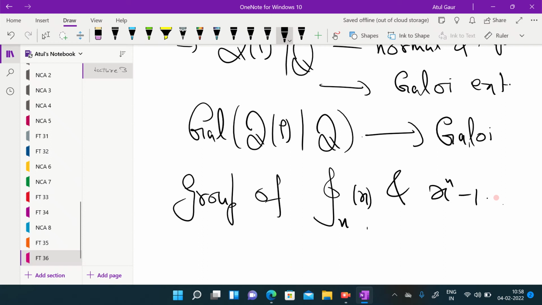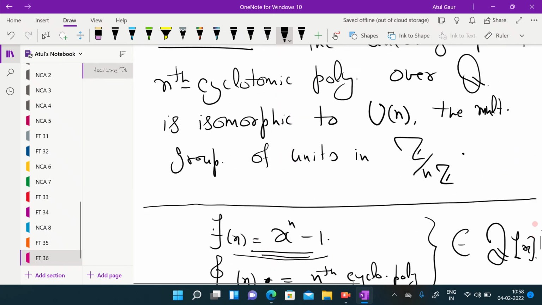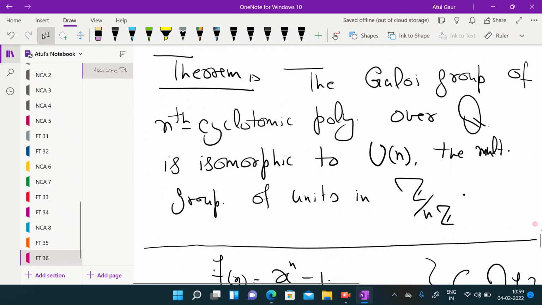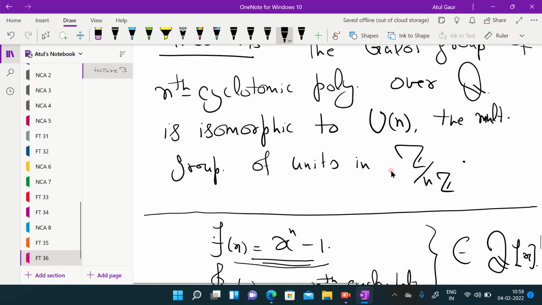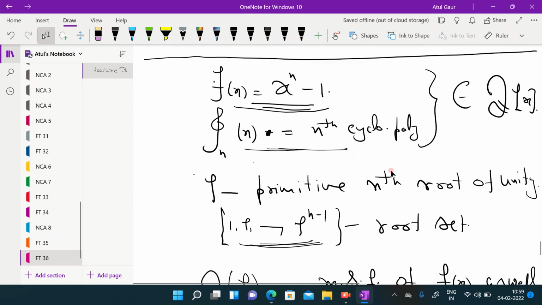Is that fine? That's what I wanted to bring into your notice. Both the polynomials phi n x and xn minus 1 have the same Galois group. So when you say that the Galois group of the nth cyclotomic polynomial over Q is isomorphic to Un, the same thing you can say with xn minus 1 as well. And this fact we will use in the 11th section. So you should remember this. Okay, so come to the proof now.